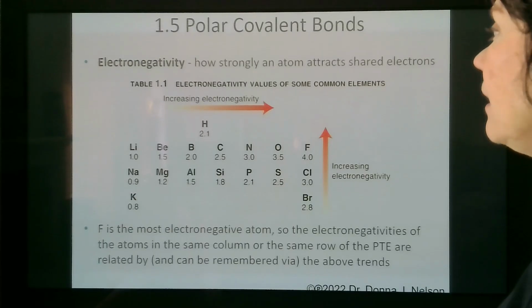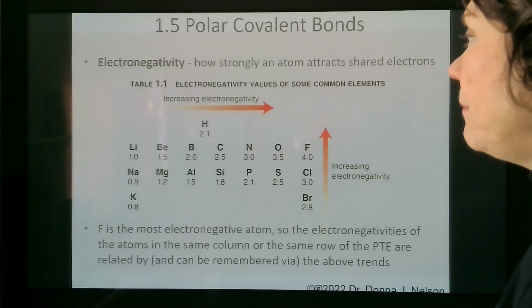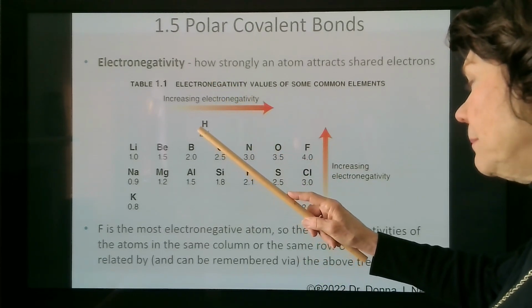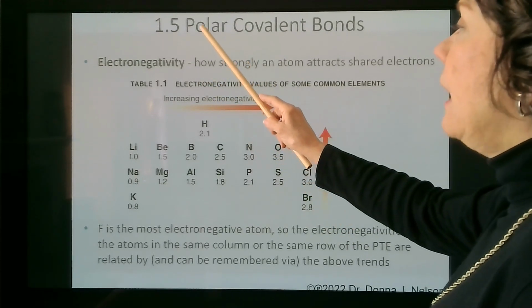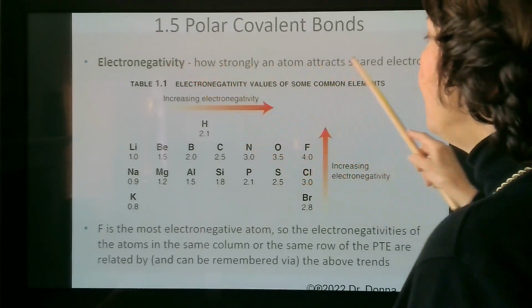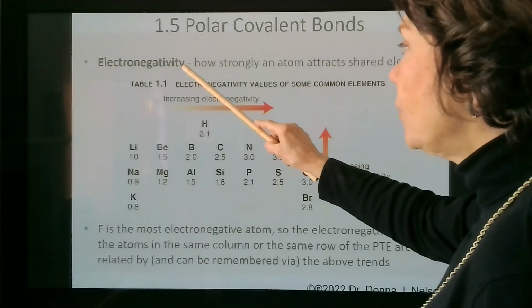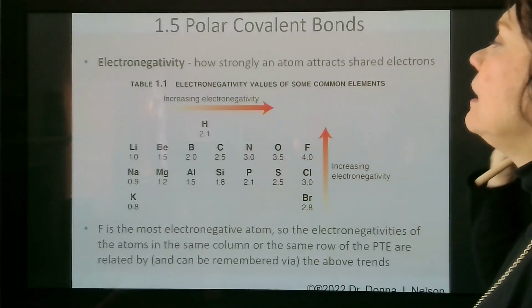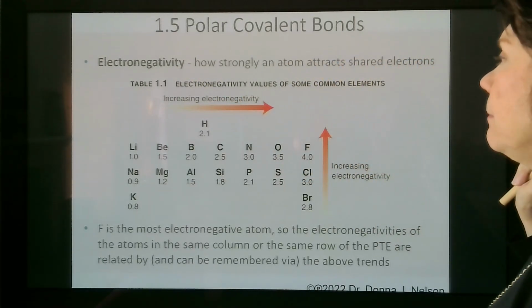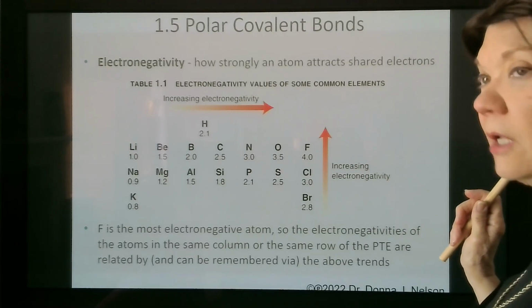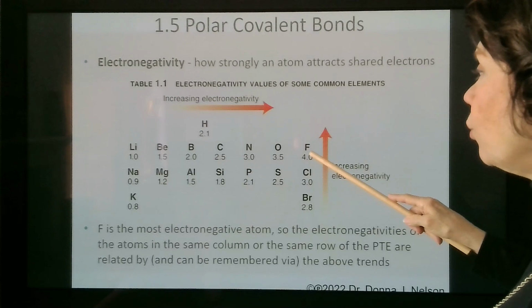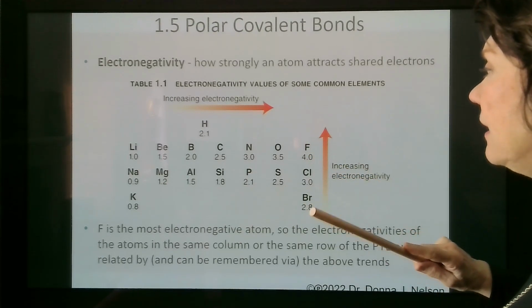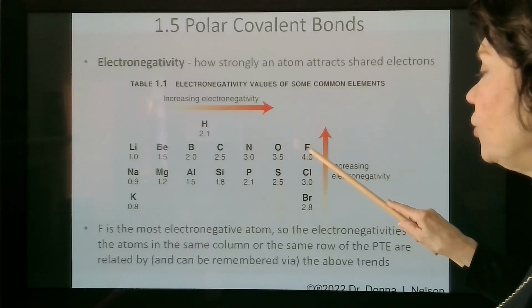The polar covalent bonds are figured and analyzed using the electronegativities of the atoms. Remember, the electronegativity is how strongly an atom attracts its shared electrons. You will remember that fluorine has the highest electronegativity and oxygen is second.